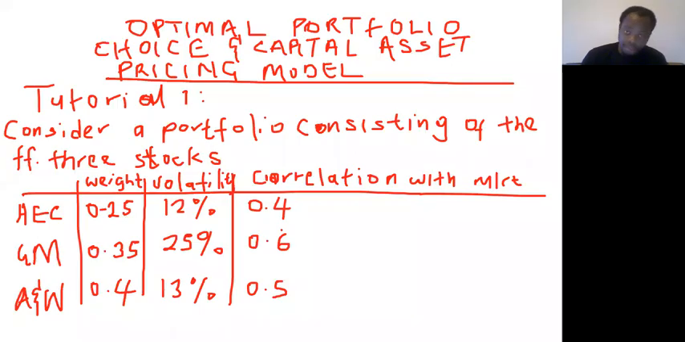Hello everyone. We are starting our tutorial from today, and we are looking at a tutorial on optimal portfolio choice and the capital asset pricing model. So this is going to be our first tutorial, and this is a question. Consider a portfolio consisting of the following three stocks. We have HEC, GM, and AW with their respective weight, volatility, and then correlation with the markets. So let's look at the follow-up question.